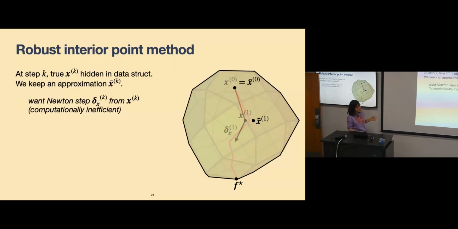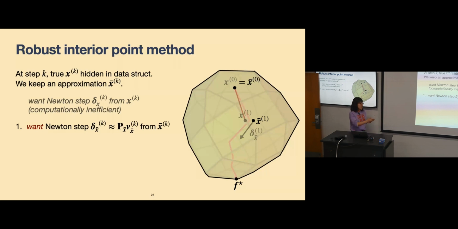Okay, let's think about what happens from the point x1. From x0 to x1, imagine we already took this step, and now we have x1, which is hidden in the data structure, and then we have x1 bar, which we can access. At this point, we want to compute some Newton step delta from x1. But we don't want to do this because it's going to take too much time. So instead, we compute a different Newton step. This Newton step is like taking gradients and Hessians at x1. Instead, we'll take the gradients at x bar, and when we do this projection, we also do the computation with respect to x bar.